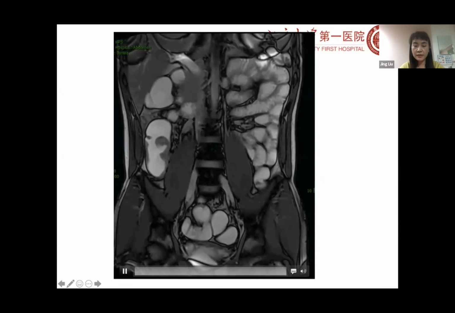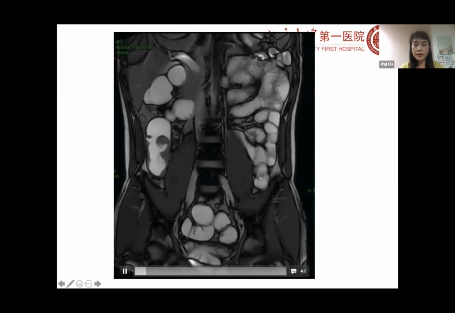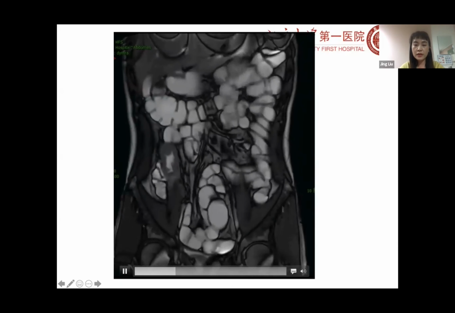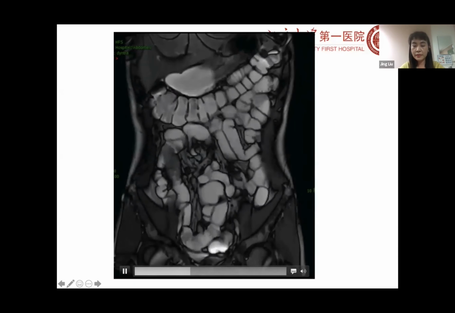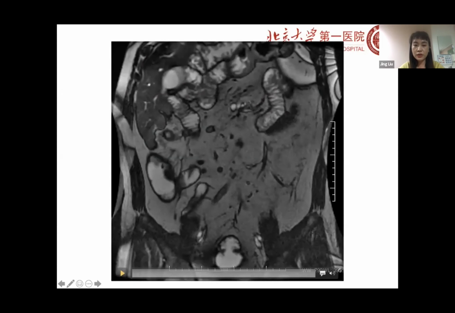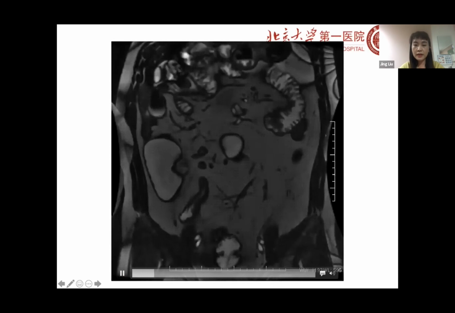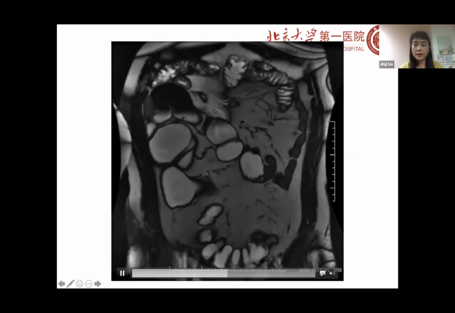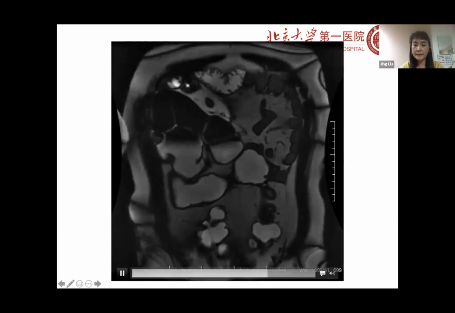And there is another movie. We could see the lesion is here, and we could see the lumen is relatively narrowing here. And this is one post-surgery. Surgery is here. And we could also, from the movie, see the narrowing of the lumen here.